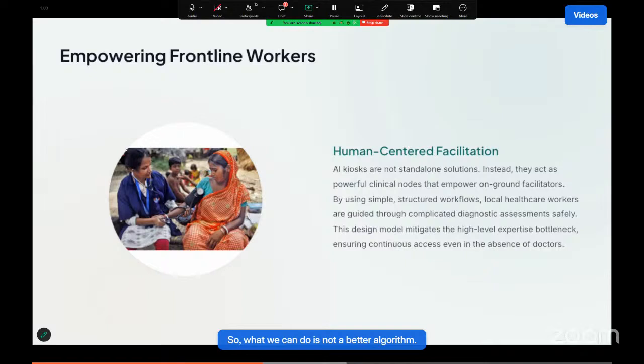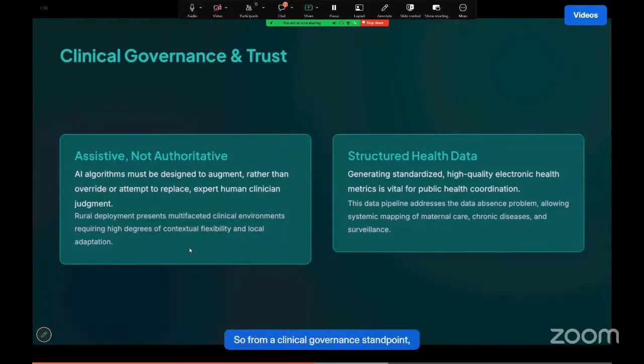So what we can do is not build a better algorithm. We basically can focus on the human capital. They're designed to empower, not replace. And this is a very big problem that we face in AI, that we want it to support, not replace. We don't want it to replace the local healthcare facilitators and the frontline workers. By providing them with structured clinical decision support, we reduce the immediate dependency that these patients have on scarce physicians, while we make sure that the community feels like they can trust it and still has a cultural acceptance towards it.